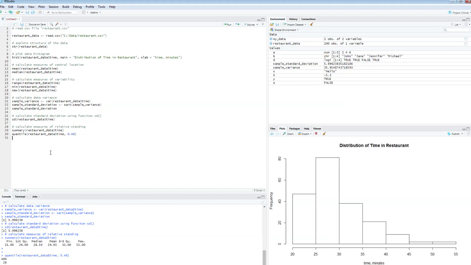Okay, so when I run this line, it tells me that the 46th percentile is 28. So again, what's my interpretation of that? 46% of people spend less than 28 minutes in the restaurant, and therefore 54%, 100 minus 46, right? 54% of people spend more than 28 minutes in the restaurant.